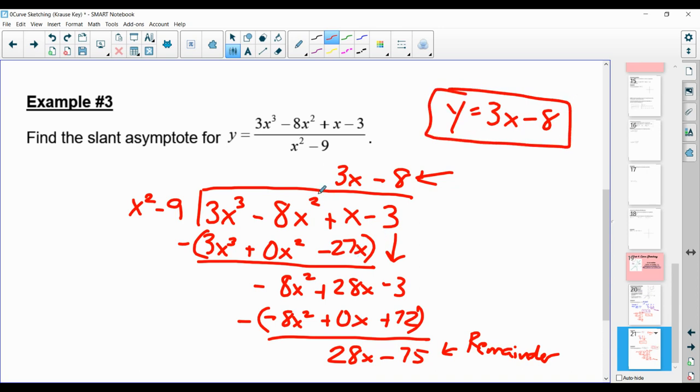Now, I would encourage you to actually graph this on your calculator. This is really a neat looking graph. And then graph y equals 3x minus 8, and you should notice that that's where your asymptote falls.